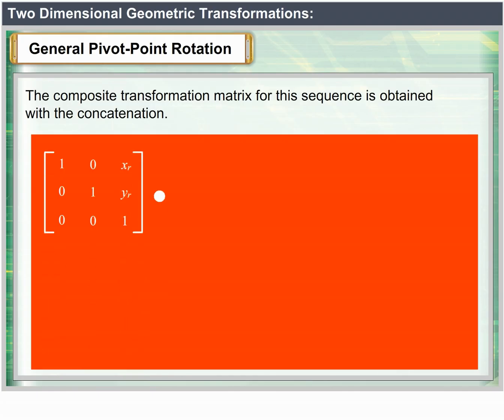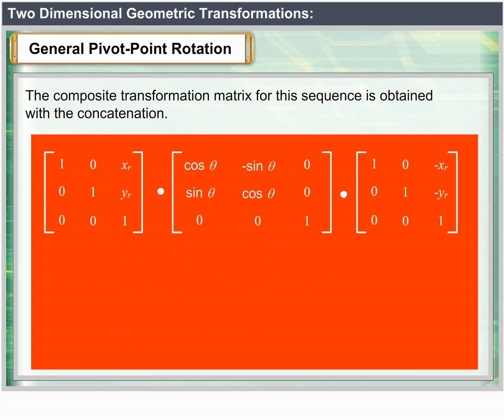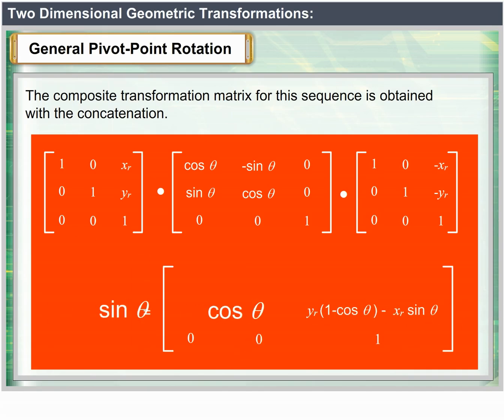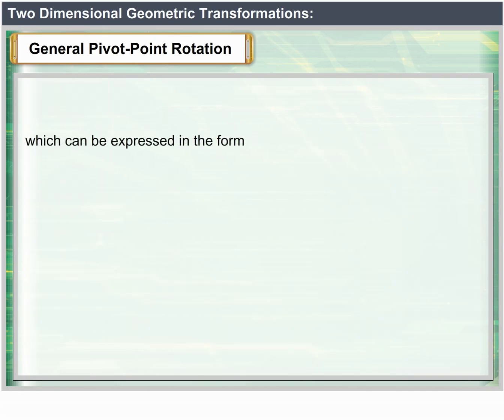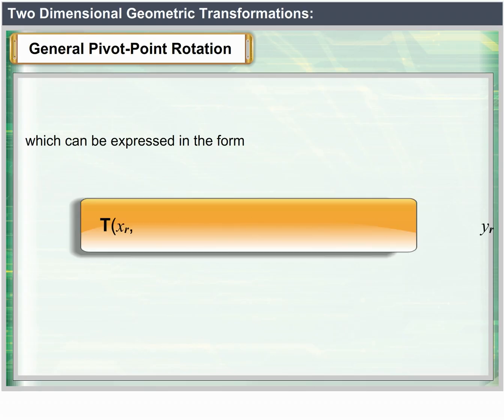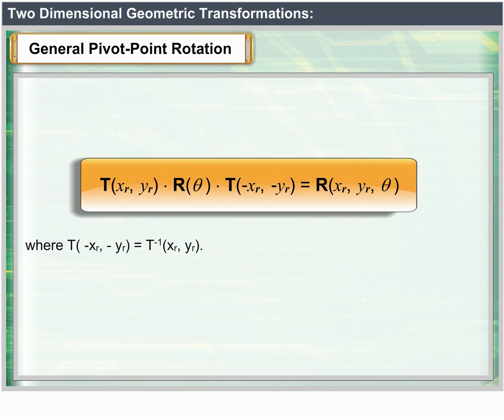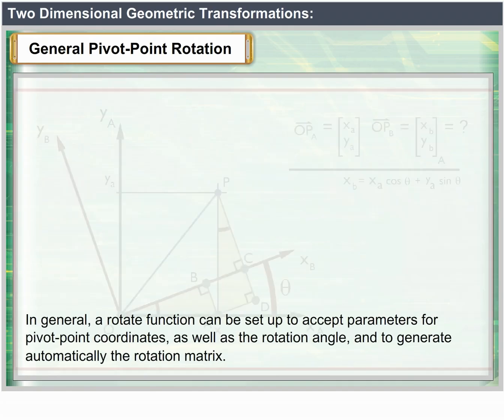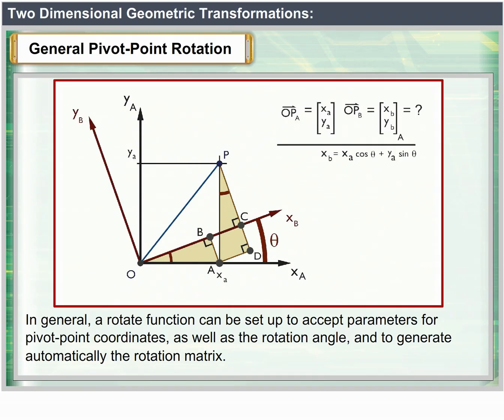The composite transformation matrix for this sequence is obtained with the concatenation as shown on screen, which can also be expressed in the form T(xr, yr) R(theta) T(-xr, -yr) = R(xr, yr, theta), where T(-xr, -yr) = T inverse of (xr, yr). In general, a rotate function can be set up to accept parameters for pivot point coordinates as well as the rotation angle and to generate automatically the rotation matrix.